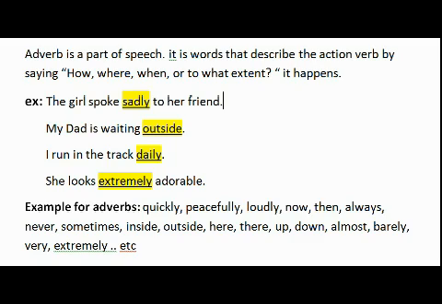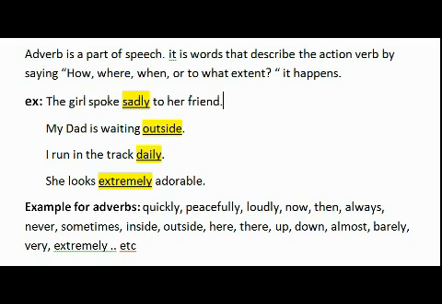So now you have the image in your head that this girl is speaking in a sad way and there is something that is making her sad. The other example, my dad is waiting outside. So if I just told you my dad is waiting, would you be able to imagine where he is waiting? No. However, if I make it clear for you and say outside, it will help you to understand.